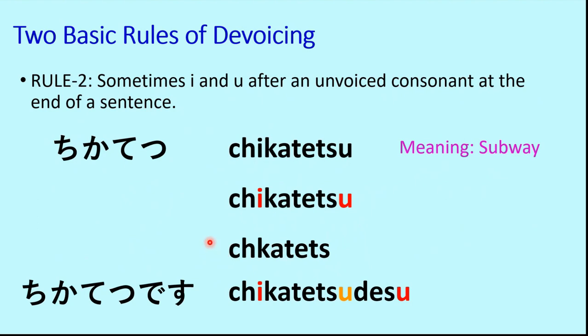Now, another important aspect here is that suppose we write chikatetsu desu, that means it's subway. So only chikatetsu means subway. Chikatetsu desu means it is subway. So here in chikatetsu desu, this tsu is not the end of the sentence. And also it is followed by desu, so this d sound is not an unvoiced consonant. It is a voiced consonant. That means the u sound between ts and d is not between two unvoiced consonants, but between one unvoiced and one voiced consonant. So that's why u will not get devoiced in this case. Although chikatetsu, it's chikatetsu, here it will be chikatetsu desu.